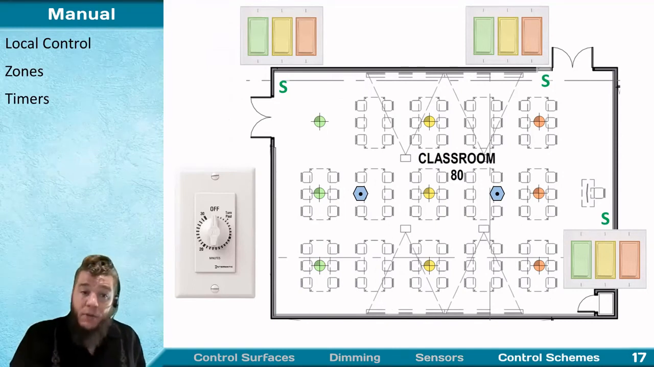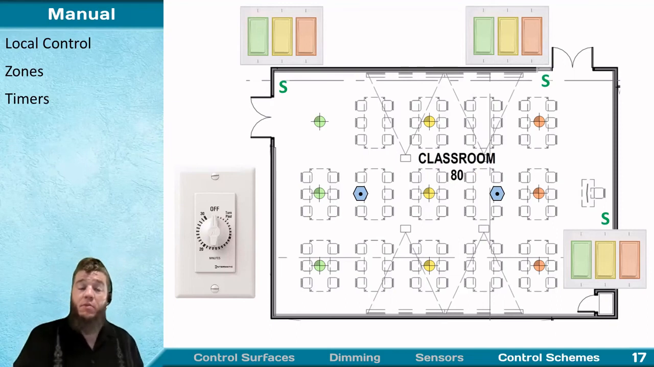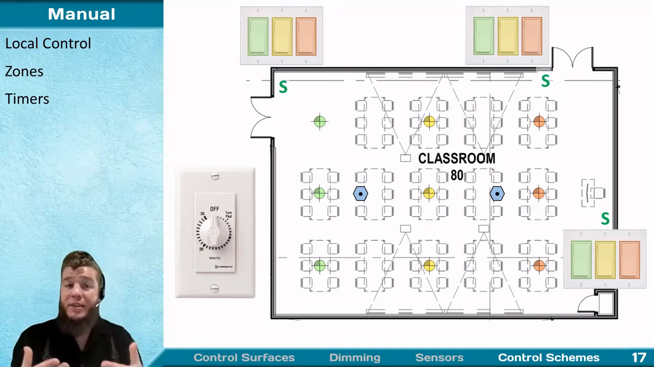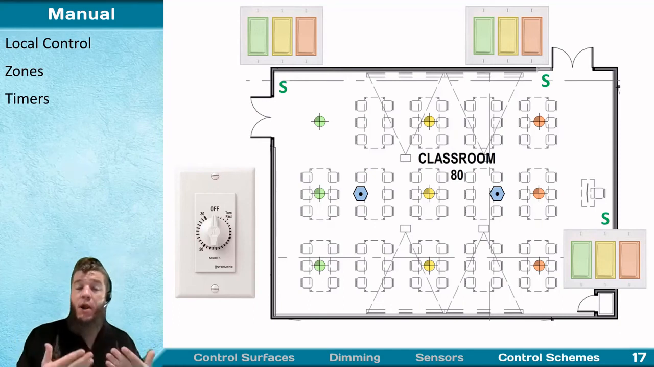Let's talk about control schemes. So, different ways that we're going to utilize our various control surfaces and sensors to create intuitive and convenient systems for our occupants to utilize as they interact with the space.